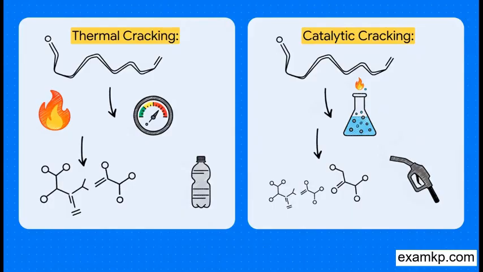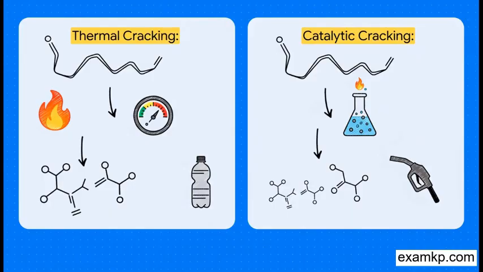Then you have catalytic cracking. This one is a bit smarter. It uses a lower temperature, but adds a secret ingredient, a catalyst, to make the reaction happen. And its main product, high quality, high octane petrol, the good stuff that stops your engine from knocking.